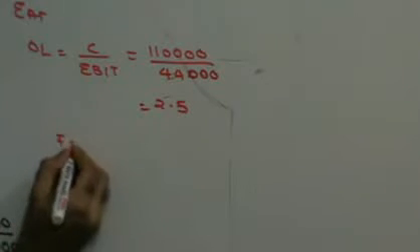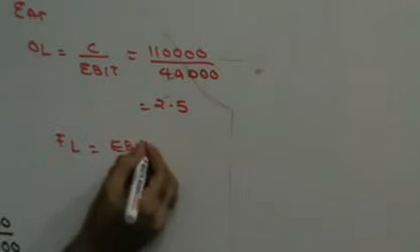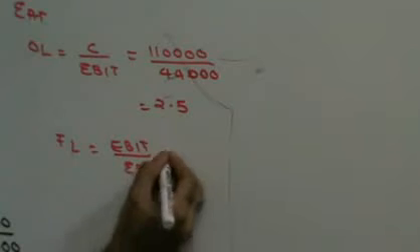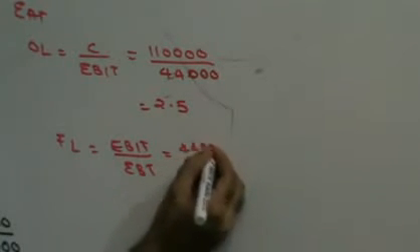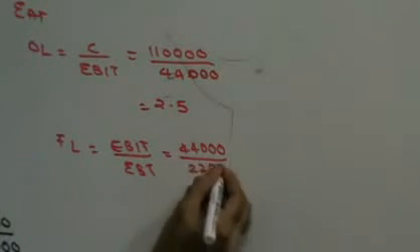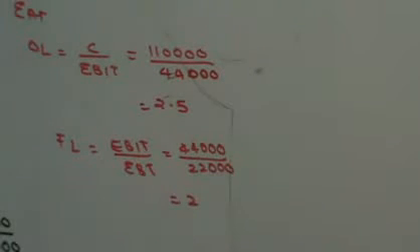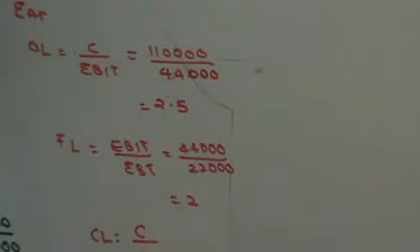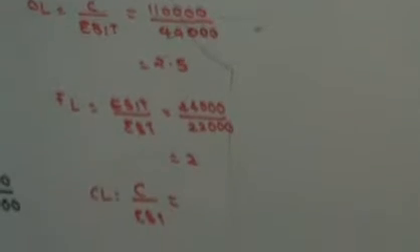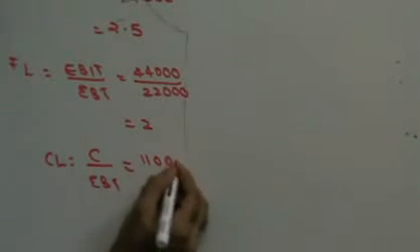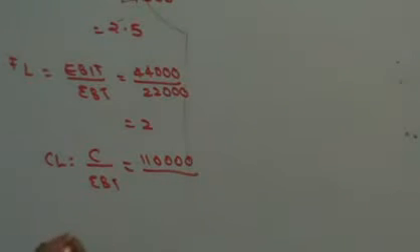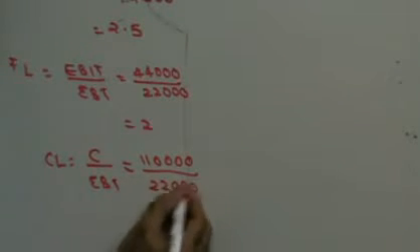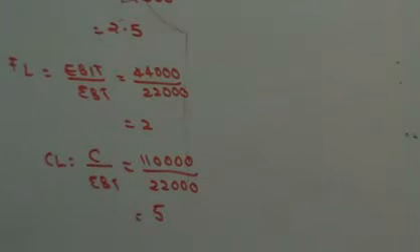2.5. Next, financial leverage. EBIT upon EBT. EBIT is 44,000 divided by 22, which is 2. Right? Combined leverage is nothing but contribution upon EBT. Contribution is 1,10,000 divided by EBT 22,000, which is 5. Right? Next, let's move on to the next sum, guys.